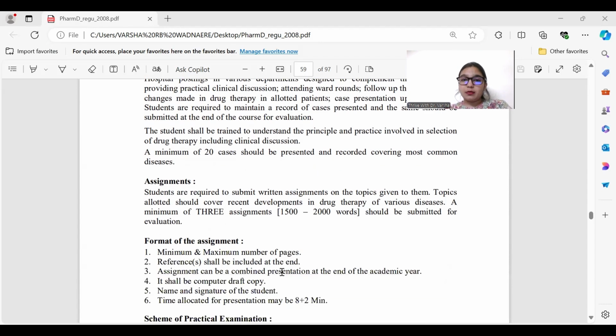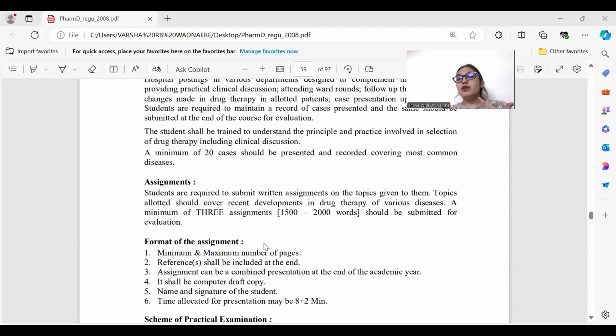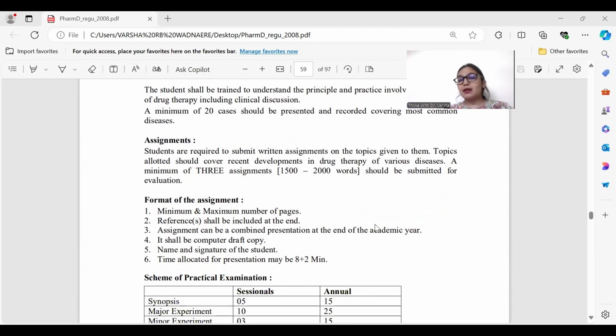And for assignments, again you will have to give a minimum of 3 assignments, again the same pattern as you had in second year. That is, you have to cover recent developments in drug therapy of various diseases. So you can take diseases which are included in your topics of third year, and for that you have to write 1500 to 2000 words, and the format of the assignment is the same as you have done in your second year.